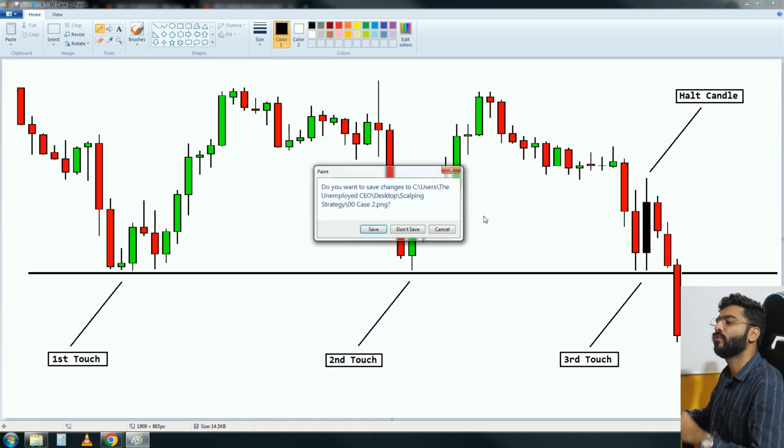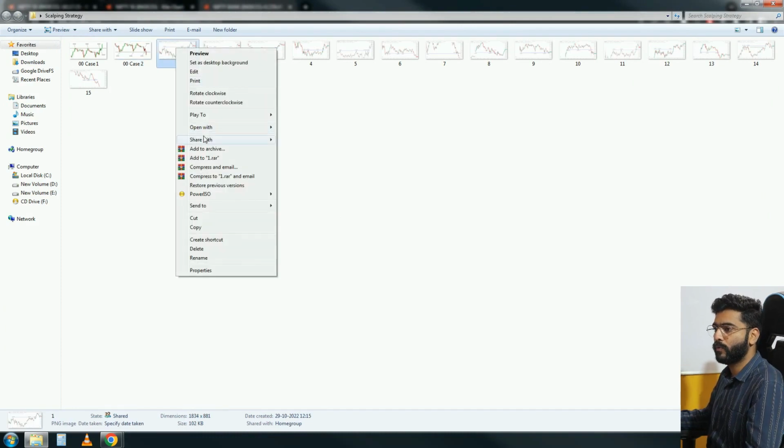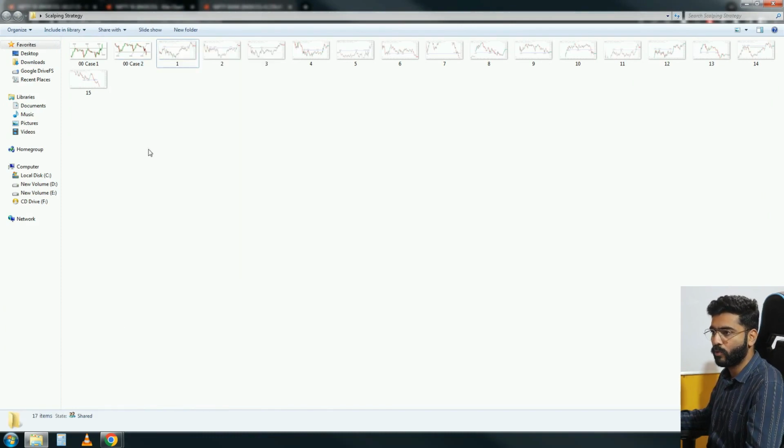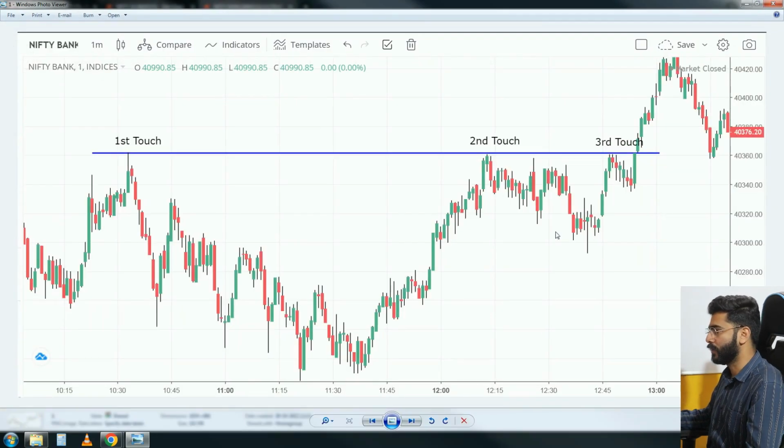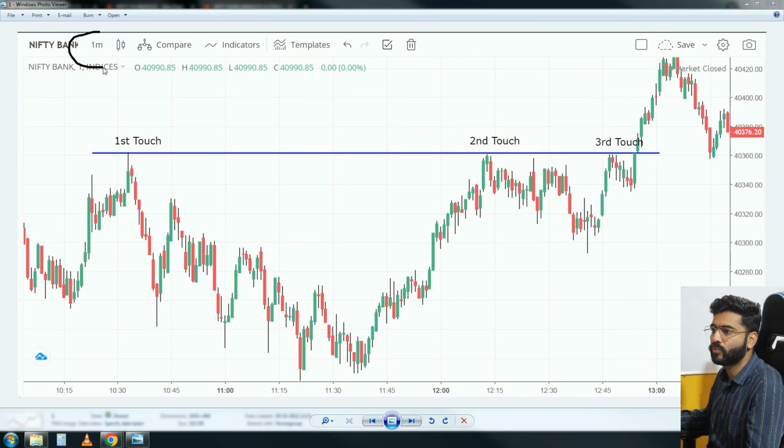Now we'll see some live examples in the actual charts. Okay, so let's open the first one. Now if you see here, this is the live example of Bank Nifty. It doesn't matter which day or date it is. What we have to see here is the time frame. It is a 1 minute time frame, so it's quite clear now.